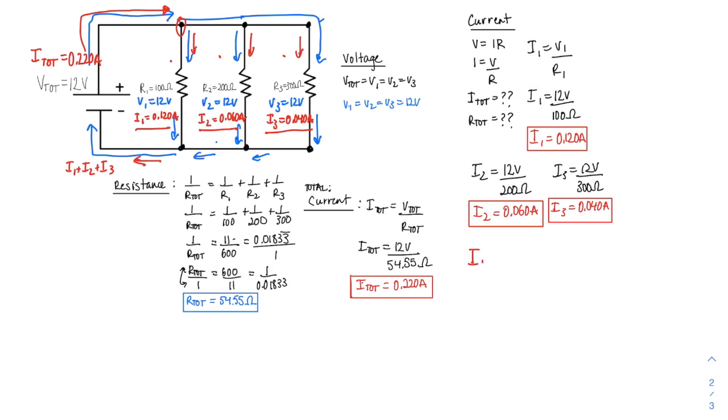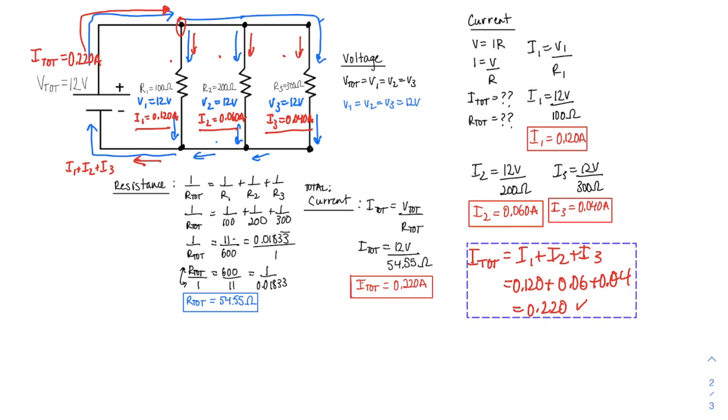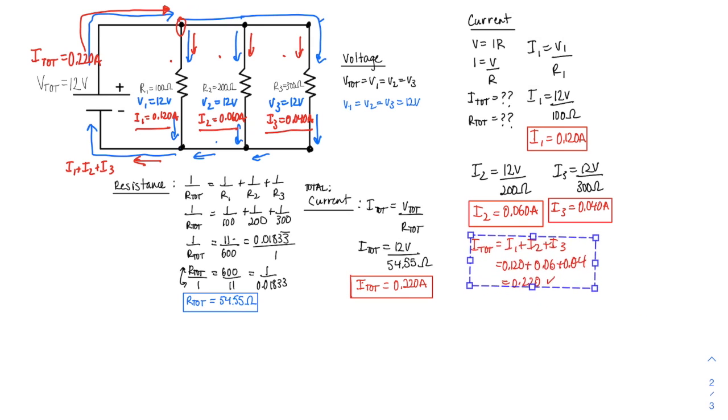But to double check, let's make sure that I total equals I1 plus I2 plus I3. We can do that as a final check. All right, so I think the circuit looks good.